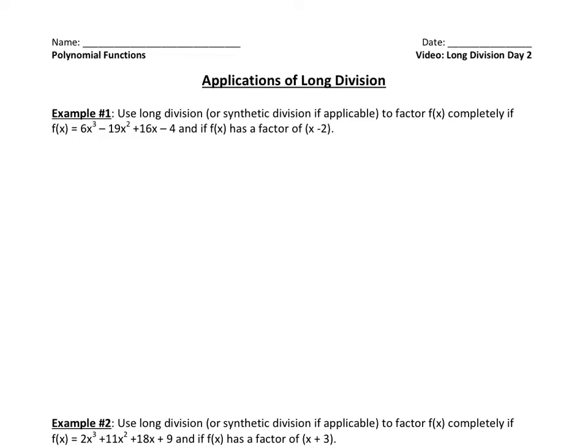I could use regular division, but since this is in the form x minus a number, it's easier to use synthetic division. Remember, if x minus 2 is the factor, then 2 is the root. And we're going to put the coefficients, 6, negative 19, 16, and negative 4. Bring down the 6. Okay, now we're going to multiply. 6 times 2 is 12. And now we're going to add. Negative 19 plus 12 is negative 7.